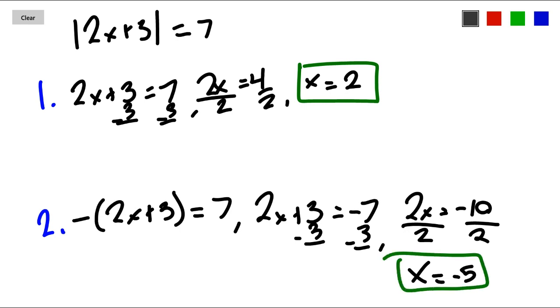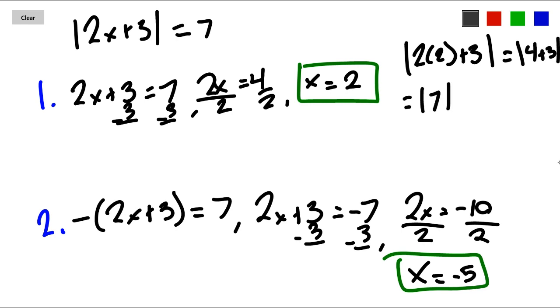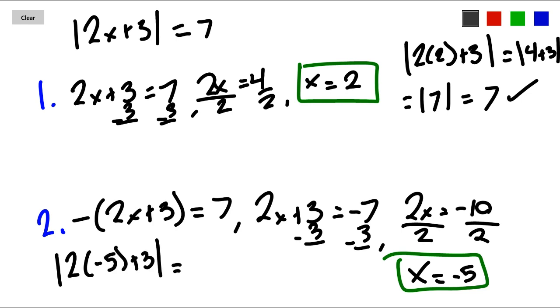So when I go to check this, I plug in 2 for x. So I have the absolute value of 2 times 2 plus 3, which gives me the absolute value of 4 plus 3, which is the absolute value of 7, which we know is just 7. So this answer checks out. And then when I plug in the second one, I have the absolute value of 2 times negative 5 plus 3. So this is the absolute value of negative 10 plus 3, which is the absolute value of negative 7, which is also just 7. So this one checks out also.